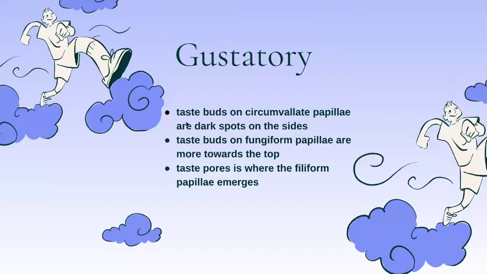Now, over here are a couple bullet points, basically just explaining exactly what I went over: for the circumvallate papillae, the taste buds are going to be on the sides. For the fungiform papillae, they're more on the top. And then the taste pore is where the filiform papillae emerge, aka the little hairs on top of it.